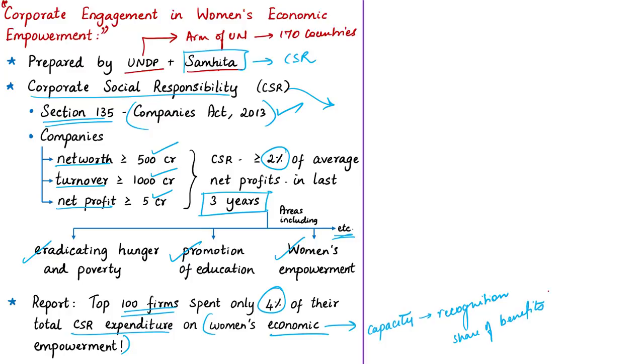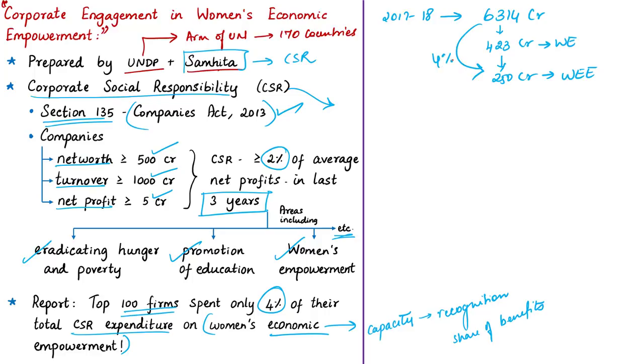The facts are not relevant for us, but the facts show the lack of interest of companies in women's economic empowerment. If you see, in the financial year 2017-18, the top 100 companies spent a total amount of rupees 6,314 crore on CSR activities. And in that, about 423 crores was spent on women's empowerment. And within this, only 250 crores were spent on women's economic empowerment. Now, this amounts to a mere 4% of the total expenditure.